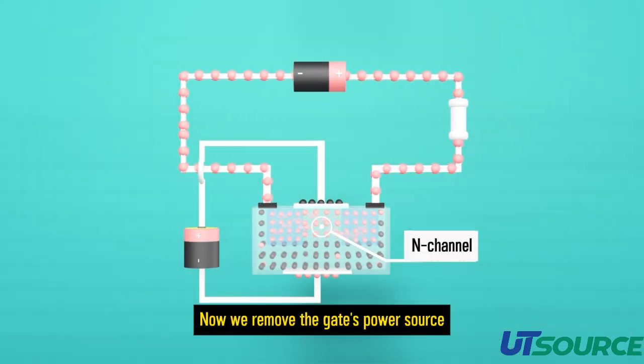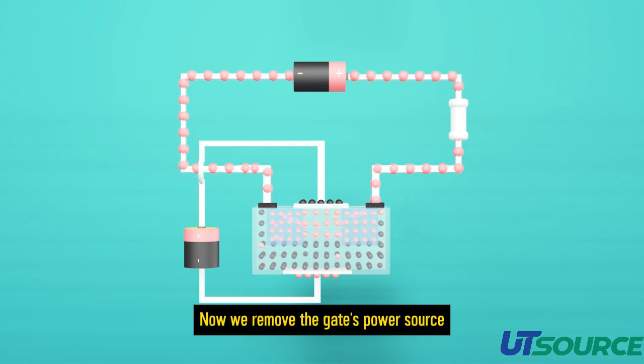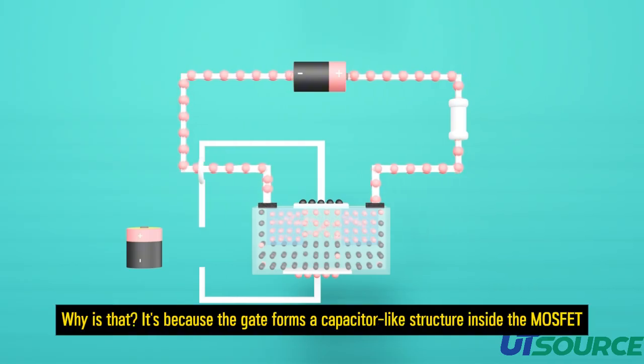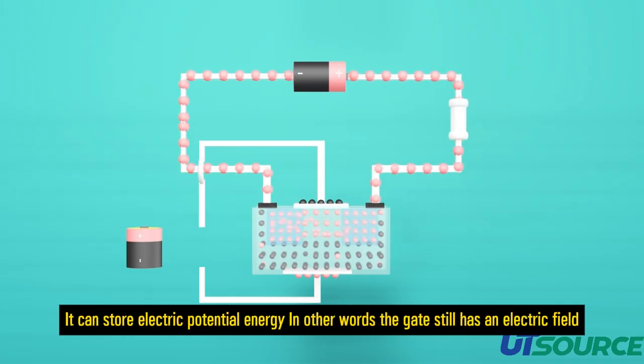Now we remove the gate's power source, but the electric field remains and current still flows. Why is that? It's because the gate forms a capacitor-like structure inside the MOSFET. It can store electric potential energy. In other words, the gate still has an electric field.